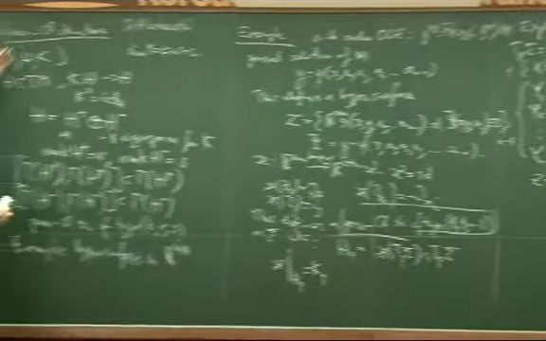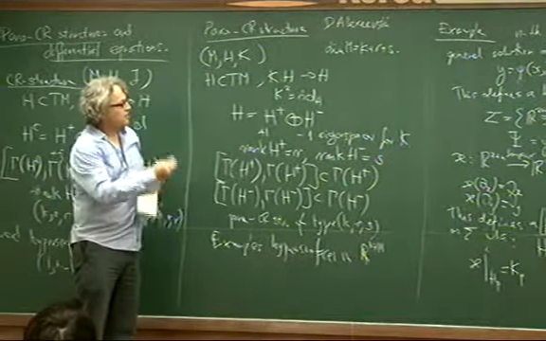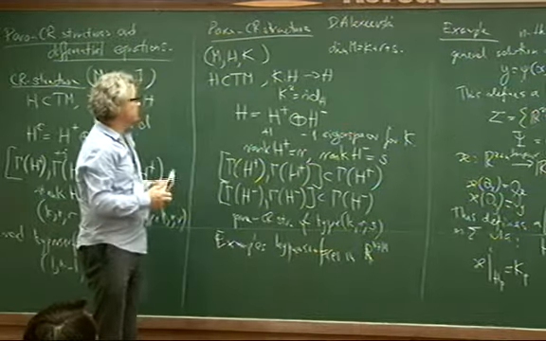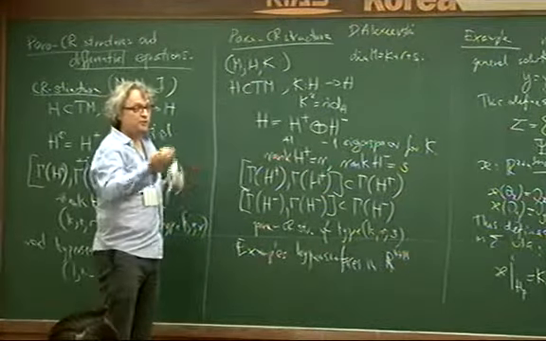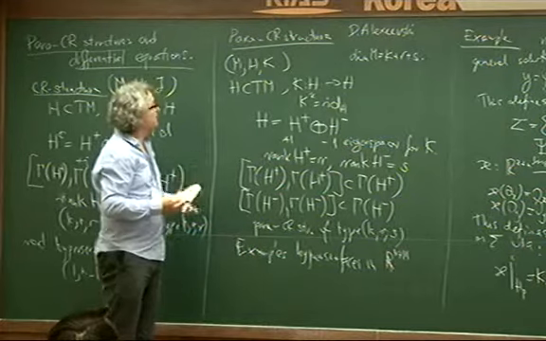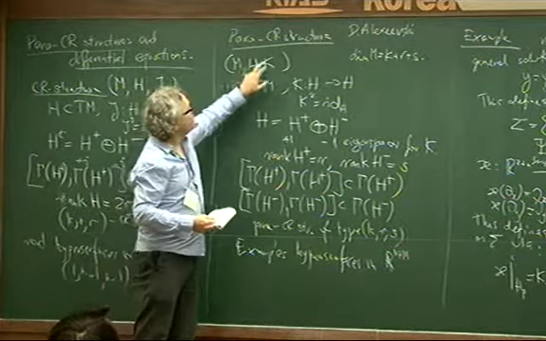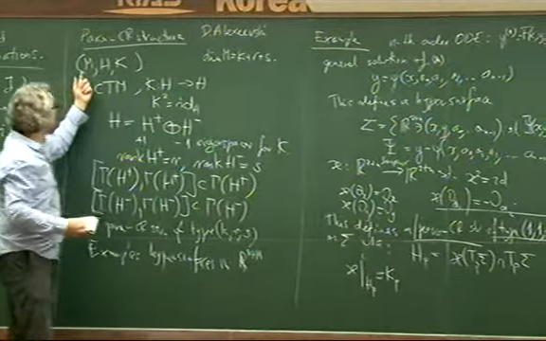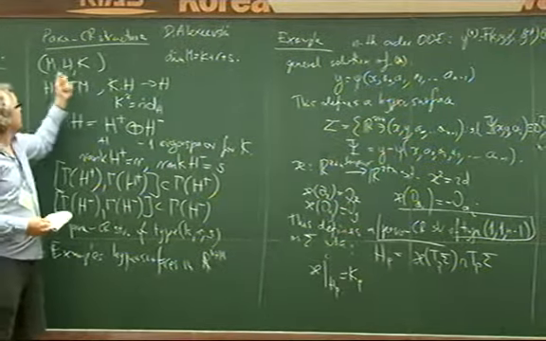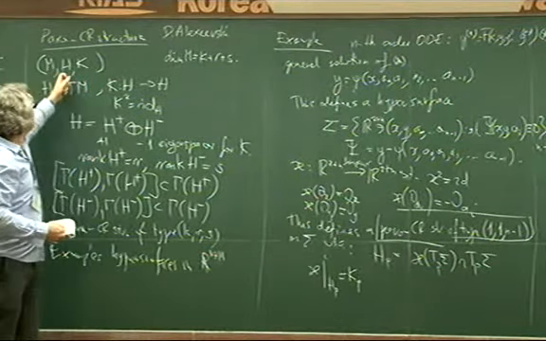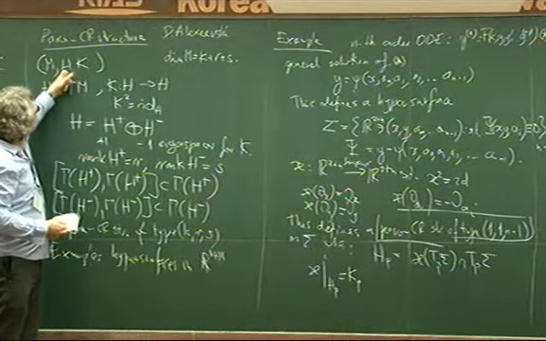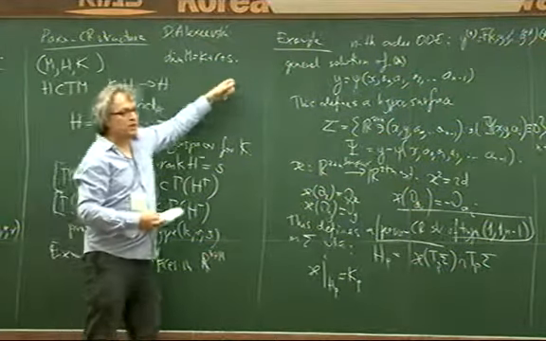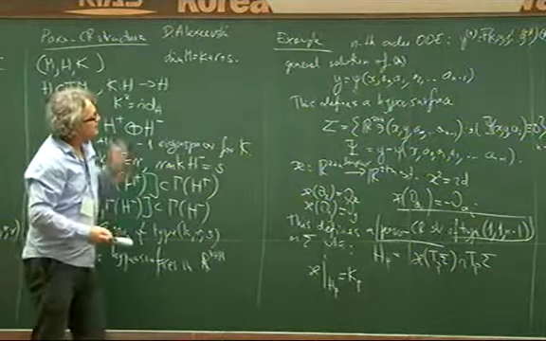Now, if I have para-CR structures, I can consider them modulo para-CR equivalence. What would be the para-CR equivalence of two para-CR structures? If you have M, H, K and M prime, H prime, K prime, you are looking for a diffeomorphism, perhaps local, from M to M prime, such that it pushes forward H to H prime and K to K prime.